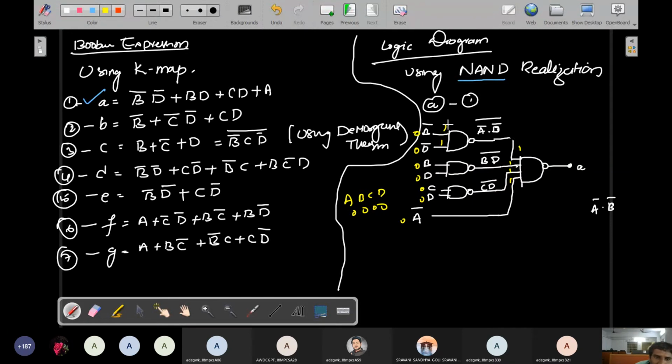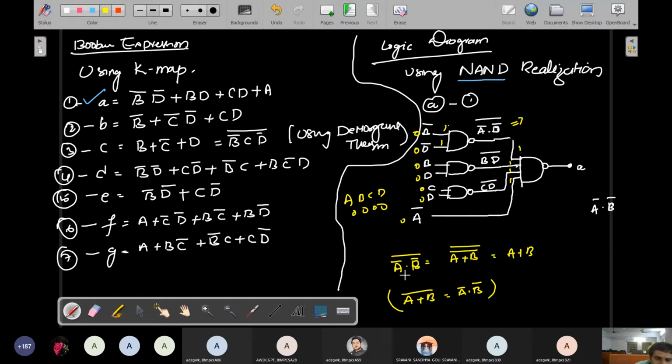All are 0 0 0 means this is actually, if using De Morgan's theorem, according to De Morgan's theorem, what will happen? See, A bar dot B bar whole bar is written as A plus B whole bar. Okay, sir, actually, what is the formula of De Morgan's theorem? A plus B whole bar is equal to A bar dot B bar. So this is the De Morgan's theorem. Okay, so here A bar dot B bar whole bar is nothing but A plus B.